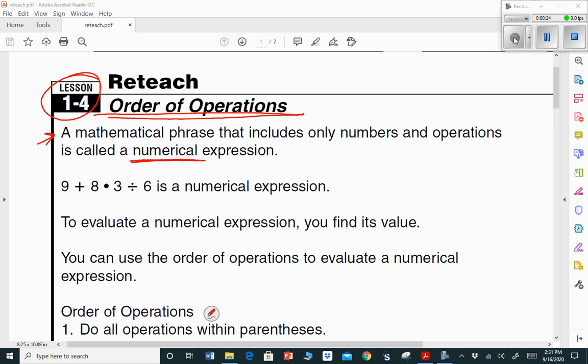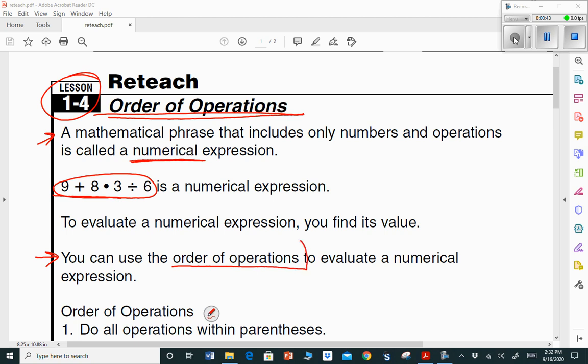Numerical, you can kind of see the word number in there. It just has numbers in it, okay? And see how this is just numbers, no letters. To evaluate a numerical expression, you find its value. You can use the order of operations to evaluate a numerical expression.